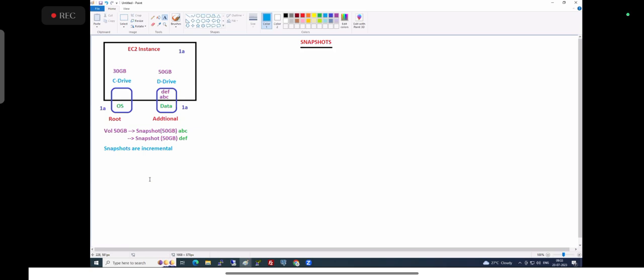And also, you have a volume. From volume, you are taking what? Snapshot. Snapshot is just a backup of your volume. And what do you create from the snapshot again? Volume. From volume, what do you create? Snapshot. From snapshot again, what do you create? Volume. Restoration is nothing but creating a volume.